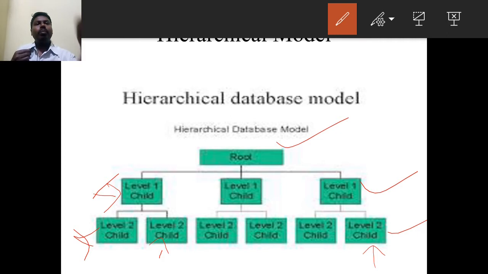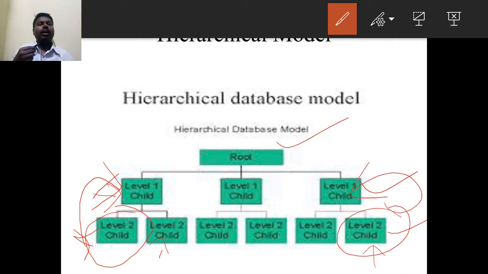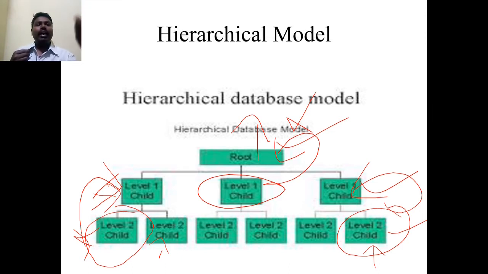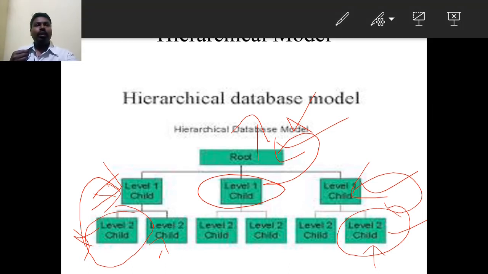Each node has one parent node. You can see the level 2 child has one parent node, called the level 1 child. Here also the level 2 child has one parent node, called the level 1 child. Here the level 1 child has one parent node, called the root node. Here the root node doesn't have any parent node. Understand? So what is the root node? The root node is the topmost node in a tree which doesn't have any parent. You should understand that hierarchy means it is like a top down.